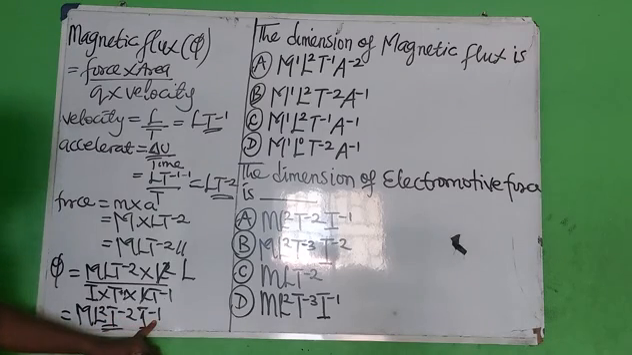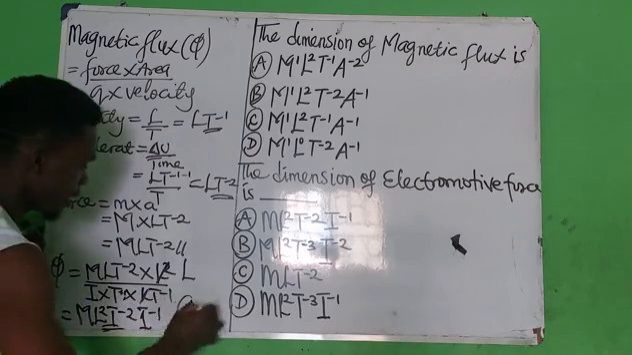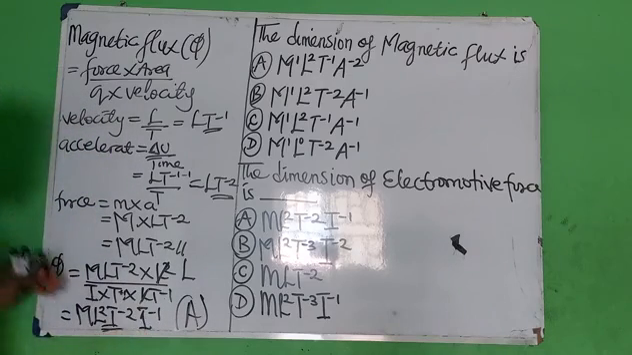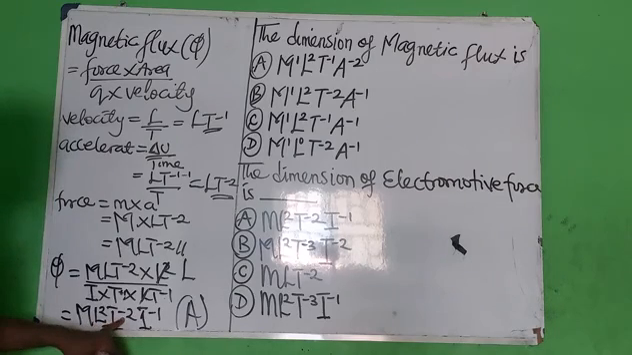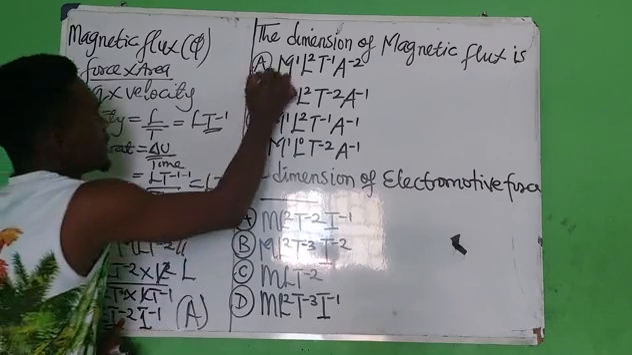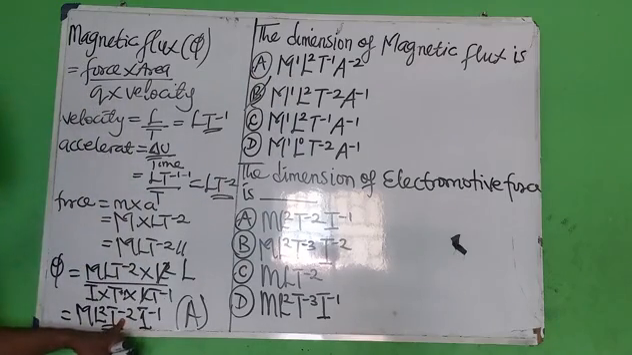The answer should be there. In this case, you know we said that current is measured in ampere. So they used ampere, A. So wherever I see I, I'll put A. Therefore, the answer is ML squared T minus 2, then A minus 1. B becomes the answer, right? Take note of that. It is very, very important.